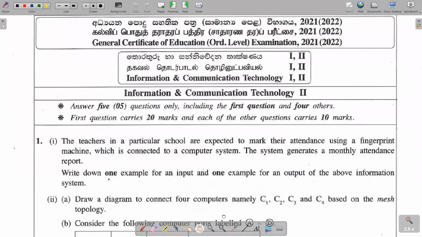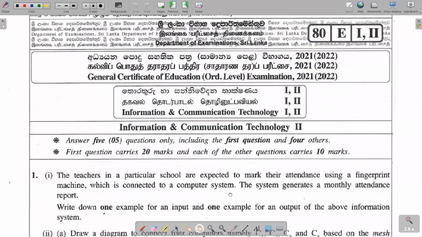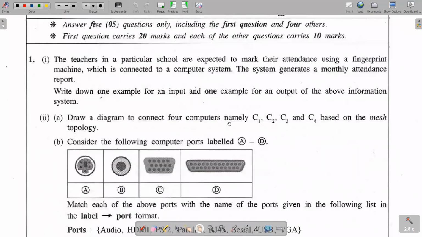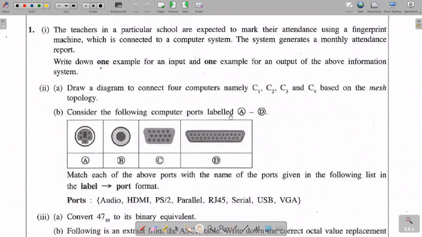Right. So we are discussing the 2021 paper from the first question onwards. The first question says, the teachers in a particular school are expected to mark their attendance using a fingerprint machine, which is connected to a computer system. The system generates a monthly attendance report. Write down one example for an input and one example for an output of the above information system.